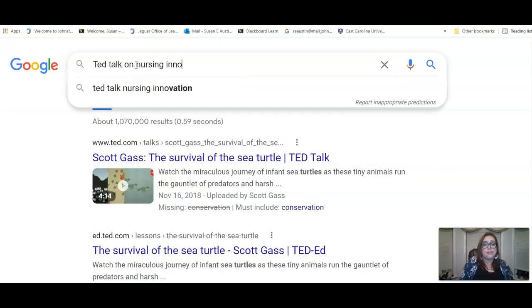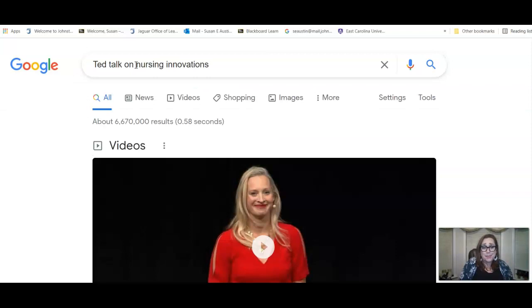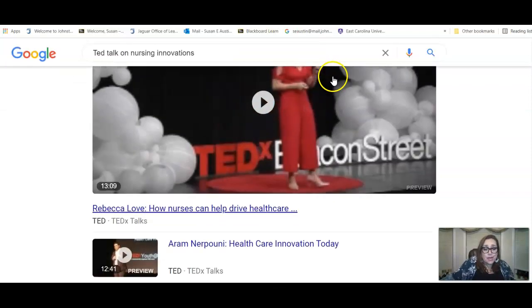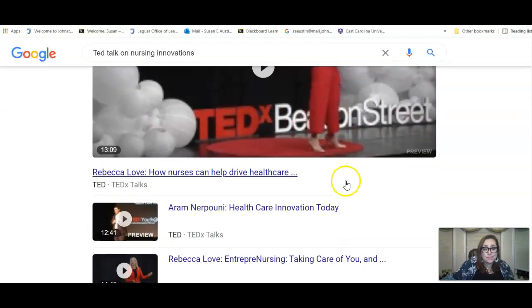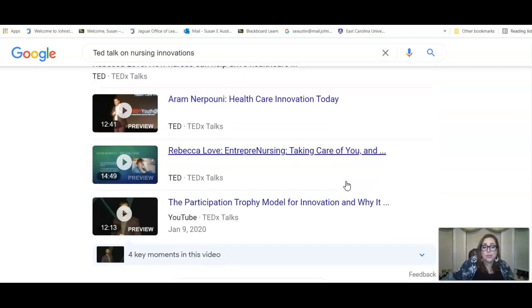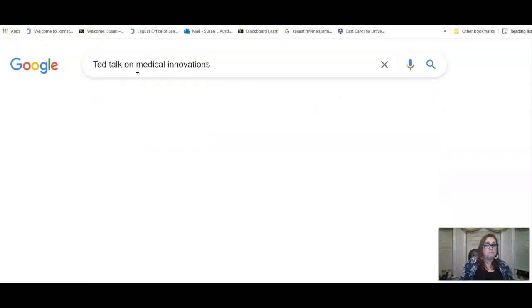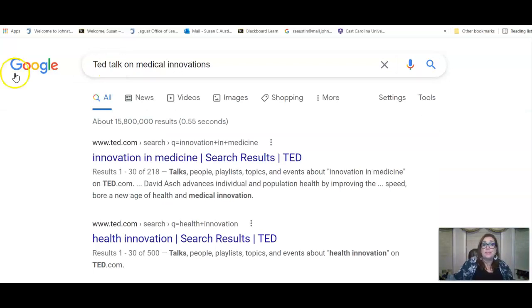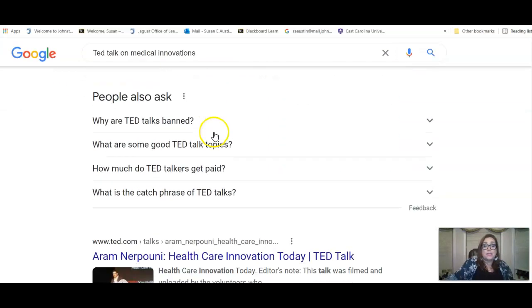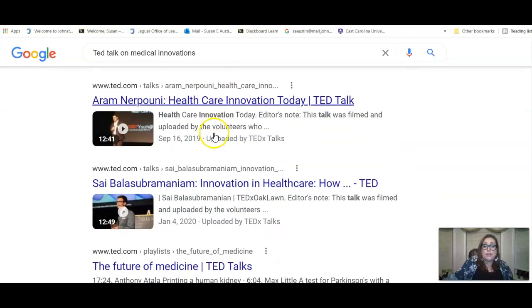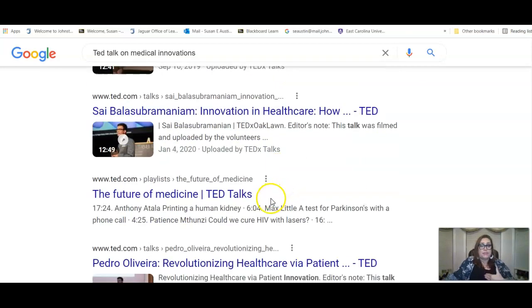nursing innovations. I don't know what will come up, but here we go. Looks like some things are available. If you don't want to be a nurse, but you might want to go into medicine in some way, some things may come up there. So see what you can find. See if this helps. I do not believe it's a waste of time.